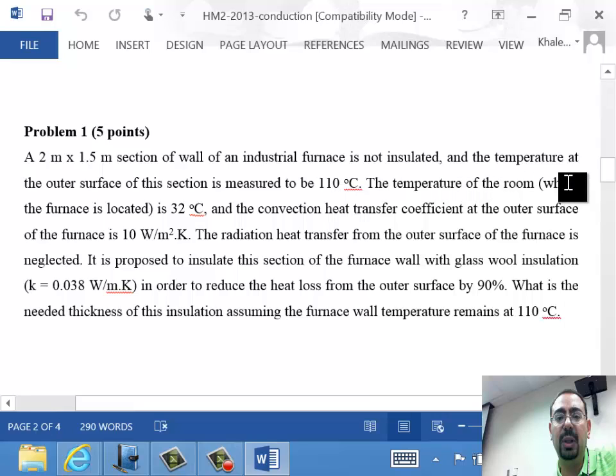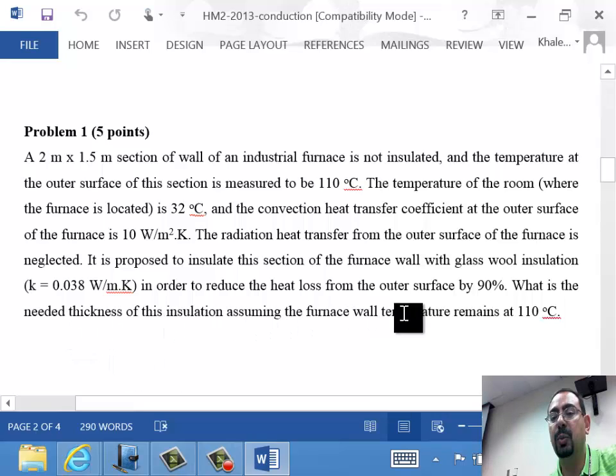Convection heat transfer coefficient is 10, so the resistance of the convection is 1 over HA. You have the resistance of the convection. Radiation heat transfer is neglected, so only convection takes care of the heat transfer. It is proposed to insulate this section of the furnace wall with glass wool insulation, and they give you the k, in order to reduce the heat loss from the outer surface by 90%. What is the needed thickness of the insulation assuming the furnace wall is 110?